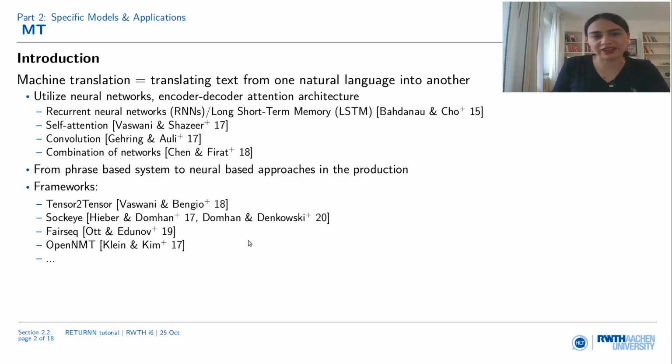After the era of phrase-based systems to neural-based approaches in the production system, there are plenty of frameworks that offer neural machine translation, such as Tensor2Tensor, Sockeye, Fairseq, OpenNMT, and many others. They all offer many features to build a strong state-of-the-art model for machine translation, and even some of them provide pre-trained models with data pipeline for fast verification.